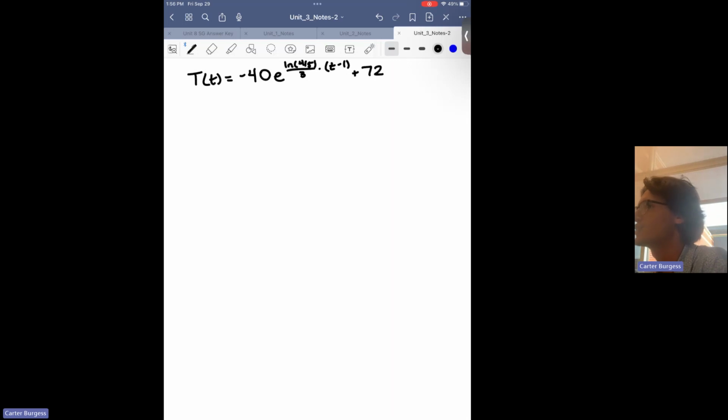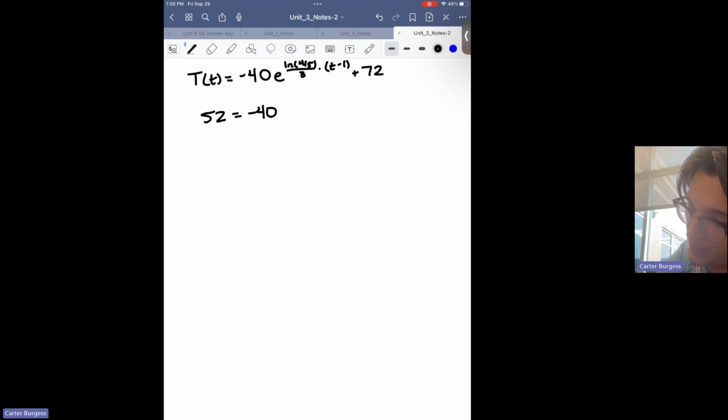All right, and what am I actually looking for here? This is all the setup. This is to get our formula, but what am I actually trying to use our formula to figure out? Trying to use it to figure out the time at which what? Perfect. So 52 should be equal to negative 40 e to the ln of 4/5 over 3 times t minus 1 plus 72.